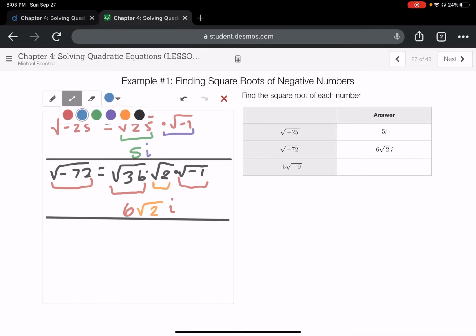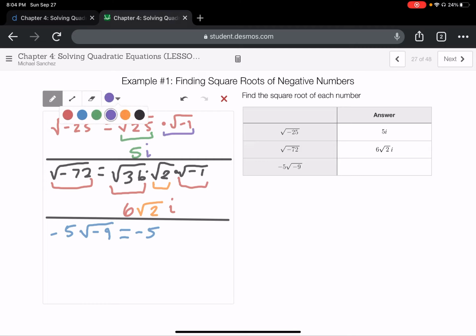All right, and last but not least, we have negative 5 times the square root of negative 9. Okay, so for this one, I'm still going to do the same thing. The negative 5, because it's on the outside of the square root, we don't have to worry about it. Let's just leave it outside, leave it to the end.